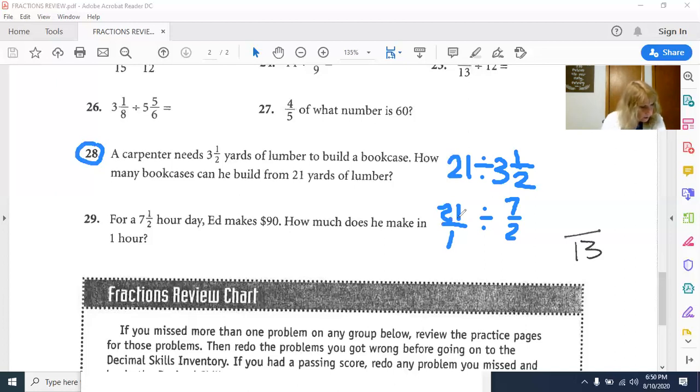And then number 29, for a 7.5-hour day, Ed makes $90. How much does he make in 1 hour? That is also going to be division. What is the number that comes first? Right, 90, just like the last one. 90 is the whole, and after dividing by 7.5 hours, then you will get how much he makes per hour. So it's just like number 28 once you've got it set up.